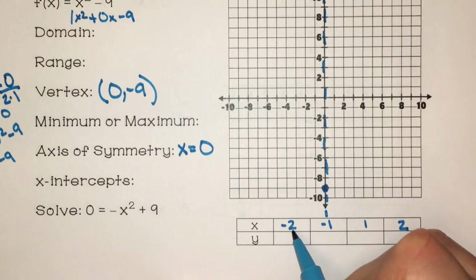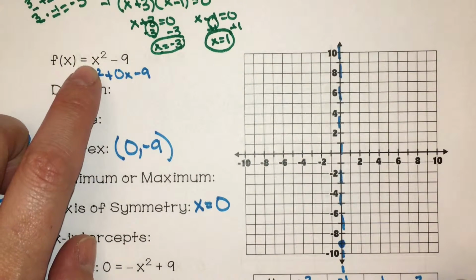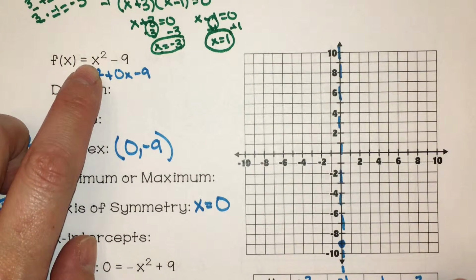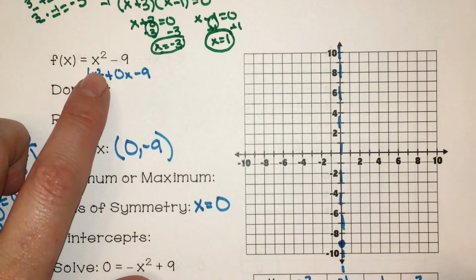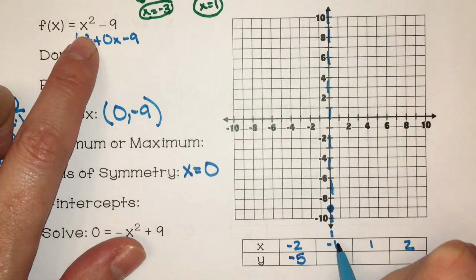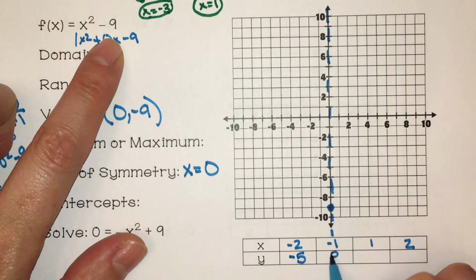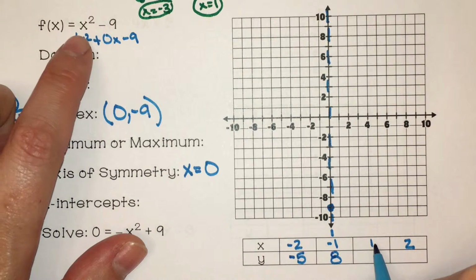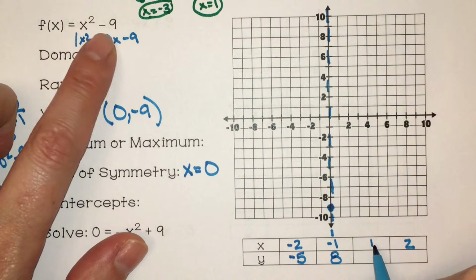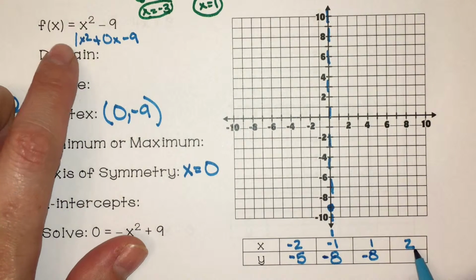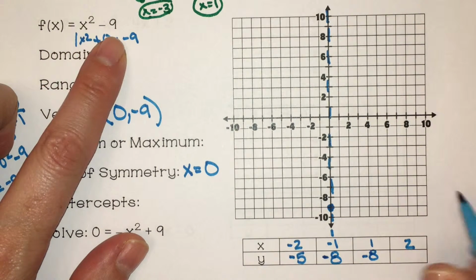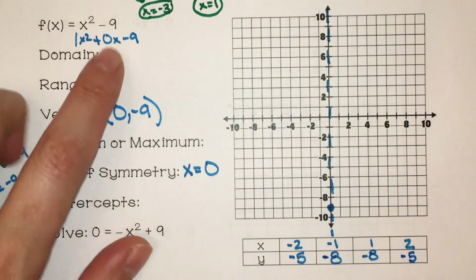Now I'm going to plug in negative 2. Negative 2 squared is 4, and 4 minus 9 is negative 5. Plug in negative 1. Negative 1 squared is 1. 1 minus 9 is negative 8. I'm going to plug in 1 again. 1 squared is 1. 1 minus 9. Sorry, that was negative 8. I left off my negative. It's negative 8. Plug in 2. 2 squared is 4. 4 minus 9 is negative 5.